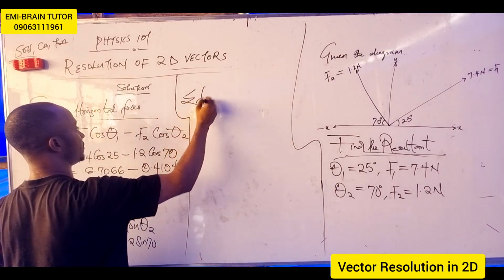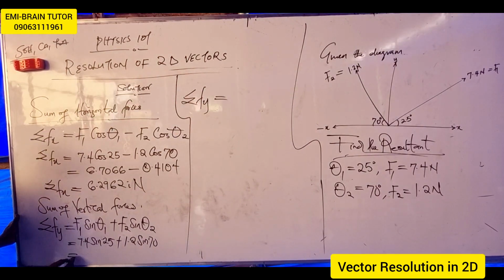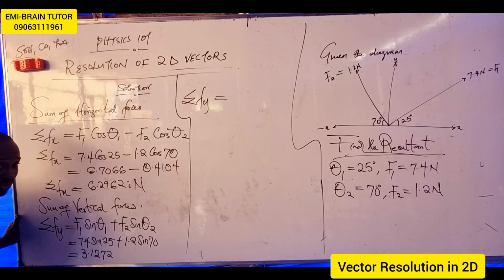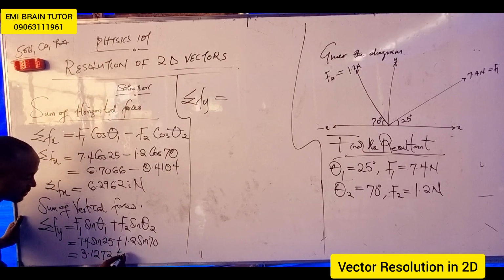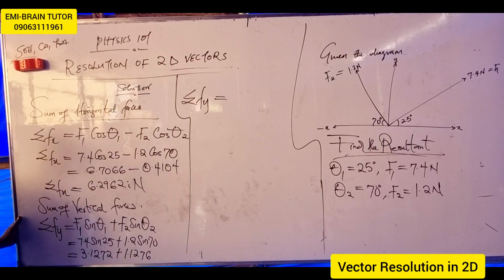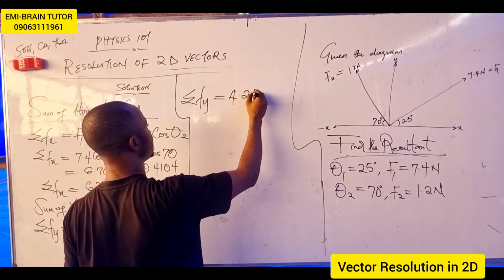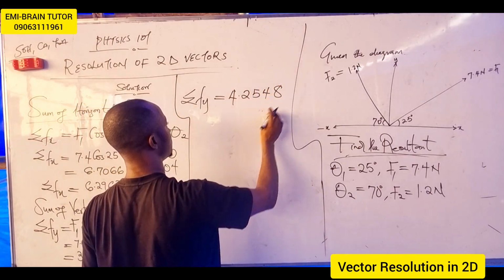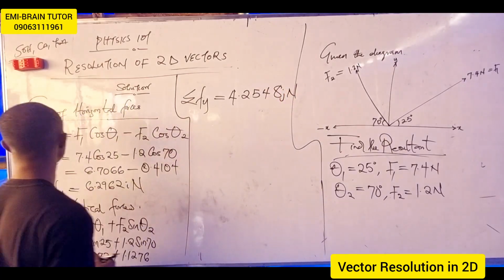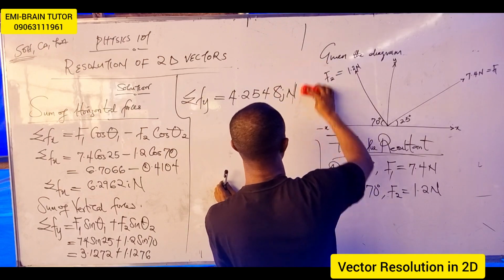So let's finish up this. Sum of all vertical forces. Can we add up? What do you have here? 3.1272. Are you sure? Plus 76. When you add up these two forces, what do you have? 4.25448 J, Newton. Now the next is what? You can tell me. The vector notation.